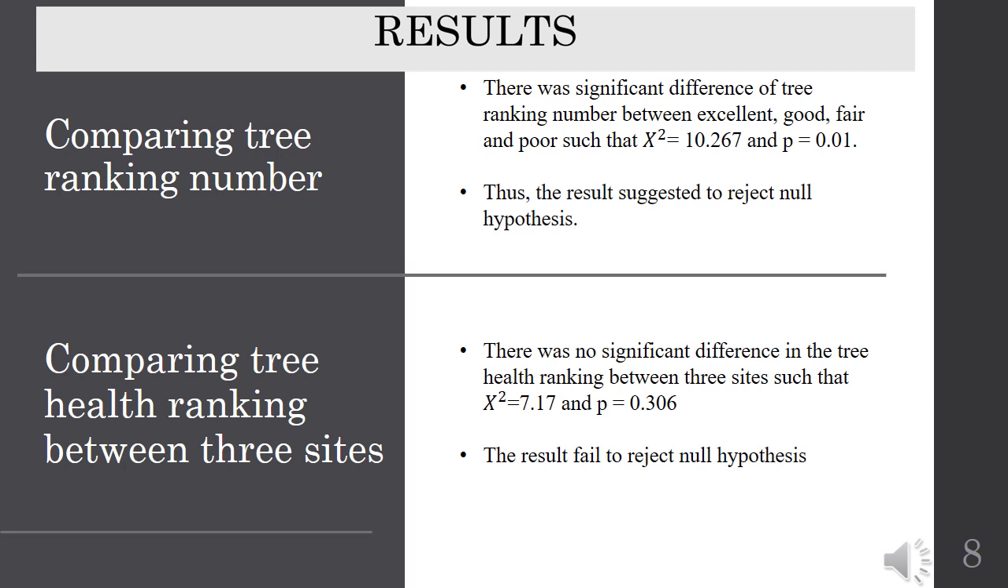For comparing tree health ranking between tree sites, the data was analyzed using an RxC contingency table. The results show there was no significant difference in tree health ranking between tree sites, such that x squared equals 7.17 and p equals 0.306. Thus, the result failed to reject the null hypothesis.